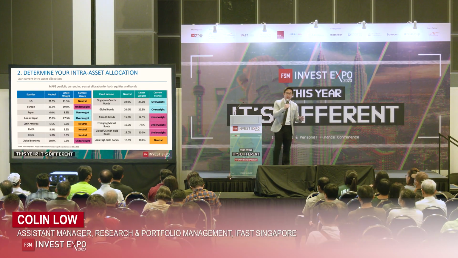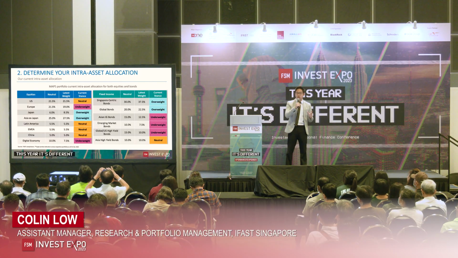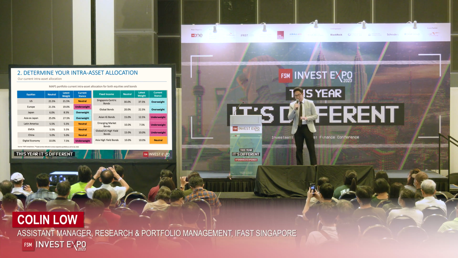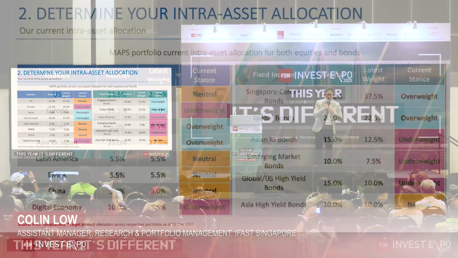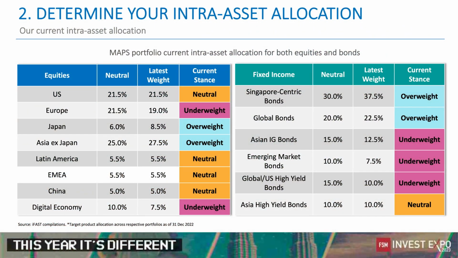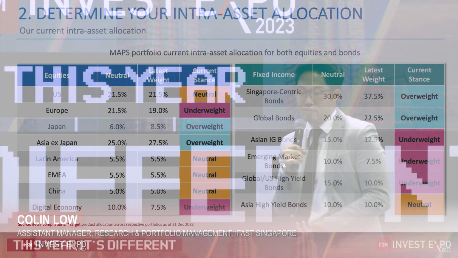And earlier I shared about our inter-asset allocation, so now let me share our intra-asset allocation. For equities, right now, in our MAPS positioning, we are overweight Japan and Asia ex-Japan. In particular, Japan is a market that we are positive on, and it is our top pick within developed markets. Our overweight for the MAPS portfolio equity portion is funded by an underweight in Europe as well as digital economy stocks, which we are negative on.